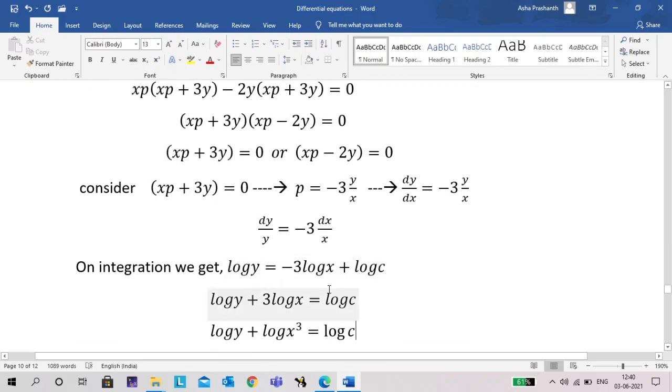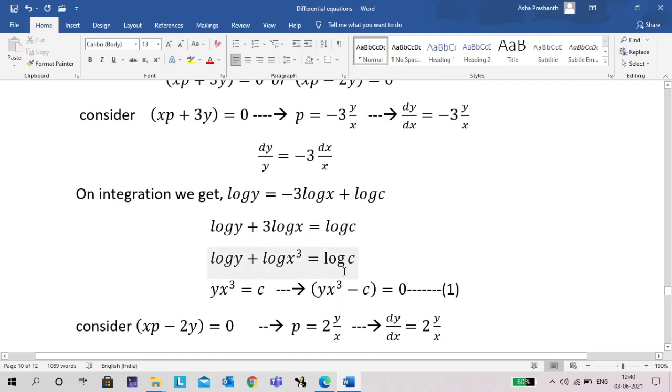Okay, so I am taking this 3 to this side, so 3 log x is equal to log c. So a log b can be written as log of b to the power of a. By using this it can be written as log of x cube. So it is of the form log a plus log b. Log a plus log b is log ab, right? So the log terms get cancelled, and yx cube is equal to c we will get. So this can be written as yx cube minus c is equal to 0. Clear? So by using one factor I got one solution, yx cube minus c is equal to 0. We call this equation 1.